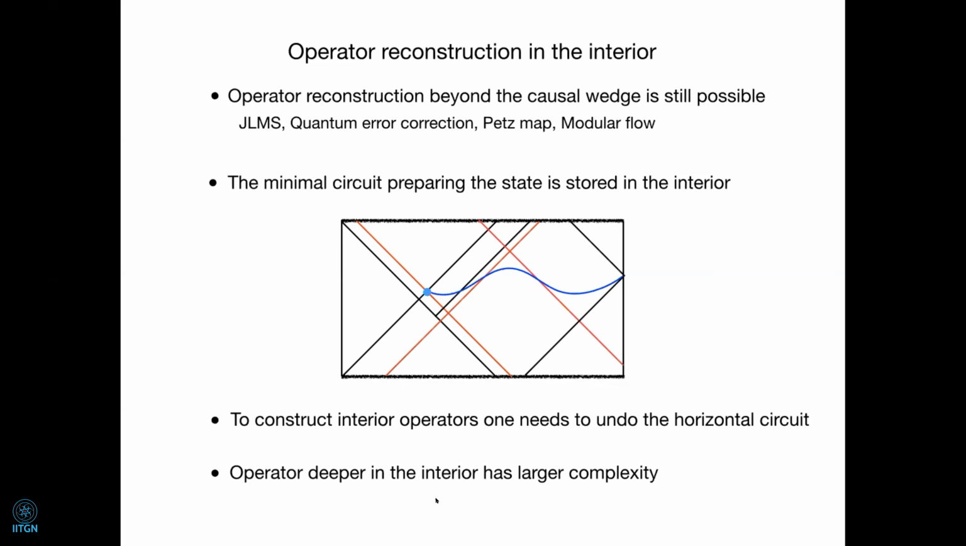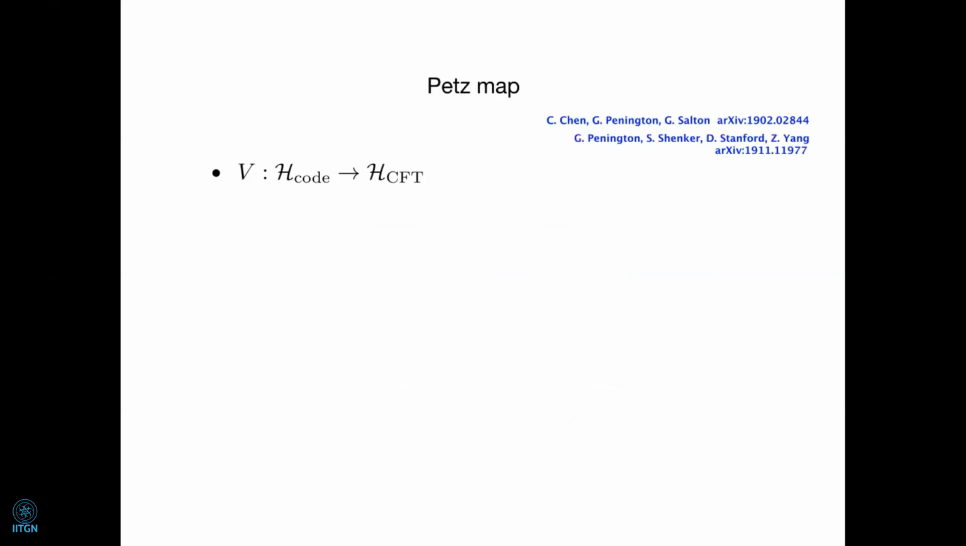So from this intuition, one sees that to some extent, the relation between operator complexity and radial location still holds, in the sense that for an operator deeper in the interior, we expect it to have larger complexity. Are there any questions? Okay, then let's talk about the Petz map.